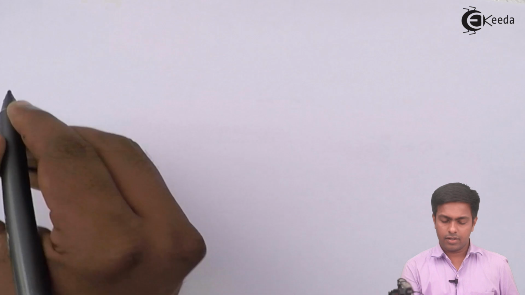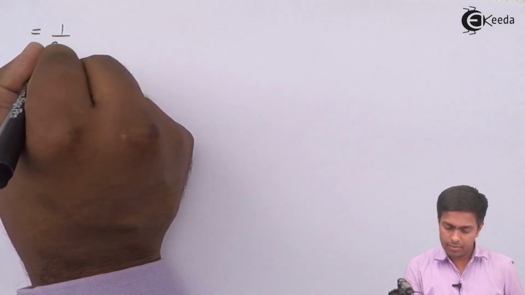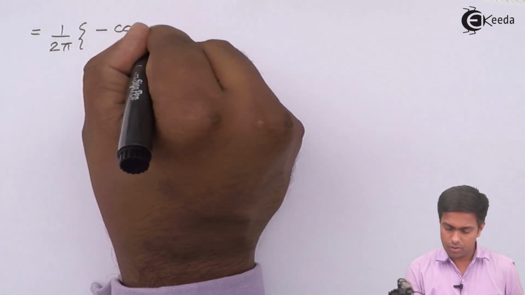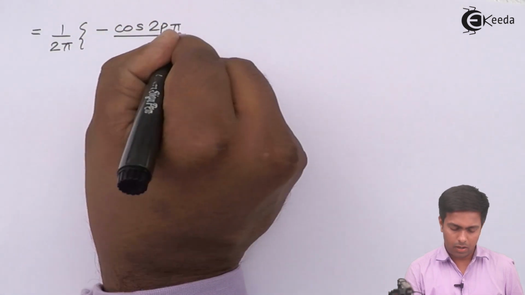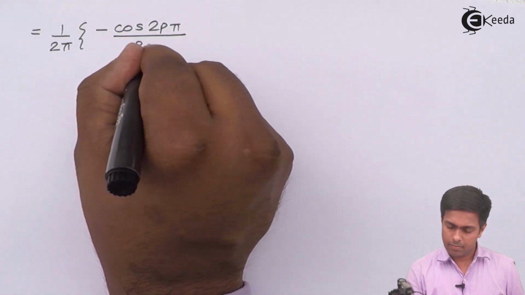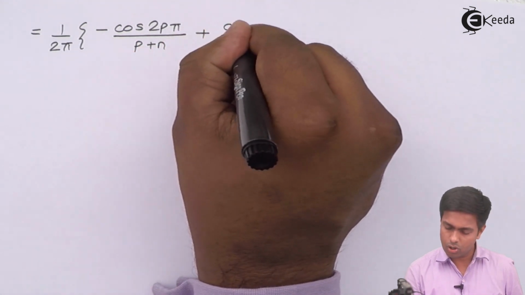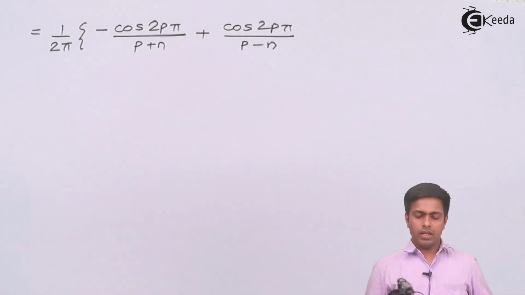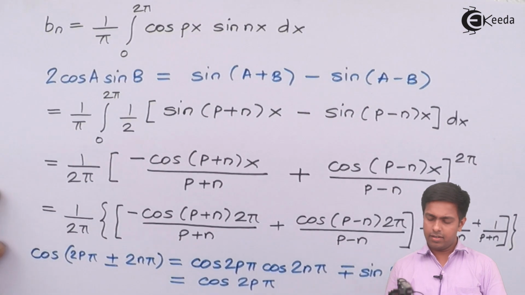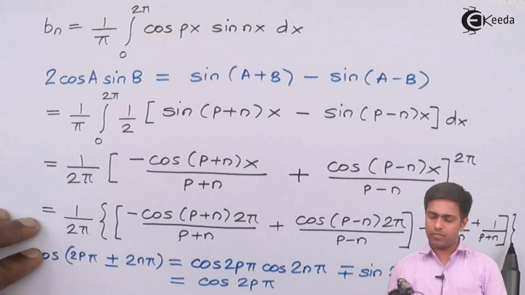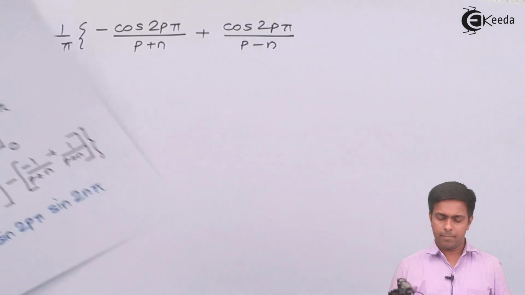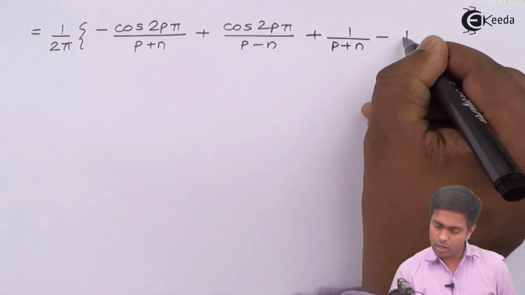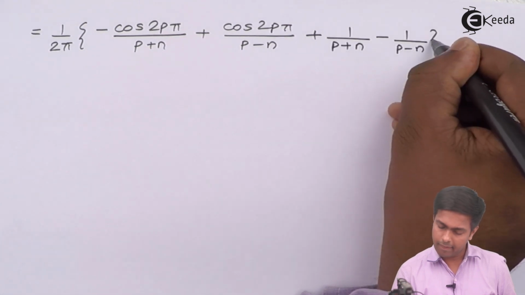So here we will get 1 by 2 pi, negative cos of 2p pi upon p plus n plus cos of 2p pi upon p minus n. Now due to the negative sign, this term will become positive and this term will become negative. So we will get positive 1 upon p plus n and negative 1 upon p minus n.